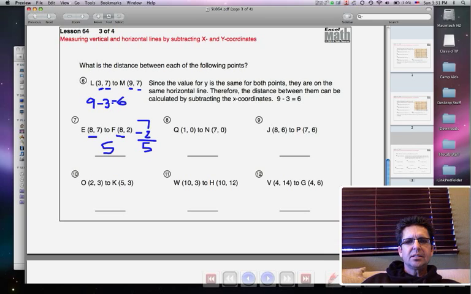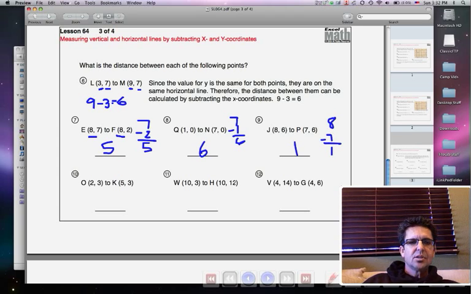All right, number 8, the x-coordinates are 7 and 1. That's your difference. So 7 minus 1 is 6. You need to show your work by showing that subtraction problem. Number 9, 8, 6 and 7, 6. 8 minus 7 is equal to 1. And number 10, 2, 3 and 5, 3. The x's are different here. 5 minus 2 is equal to 3.